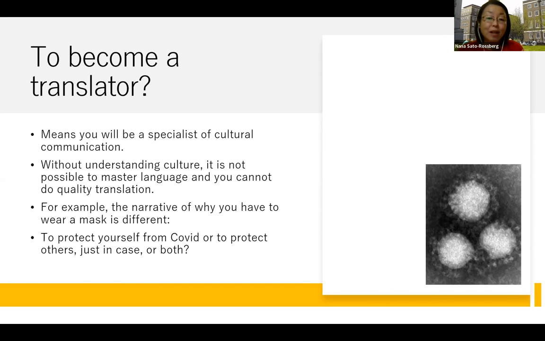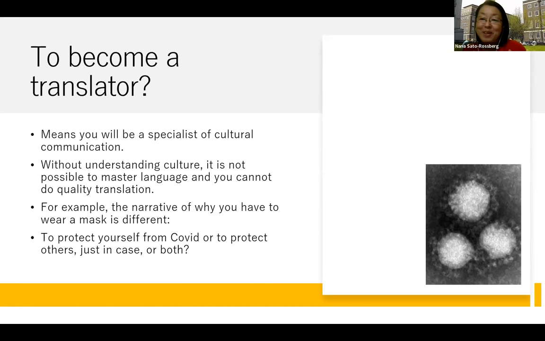So without understanding culture, it is not possible to master language, and you cannot do quality translation. I'm going to come back to this point later, okay? For example, the narrative of why you have to wear a mask is different in East Asia and in the US.